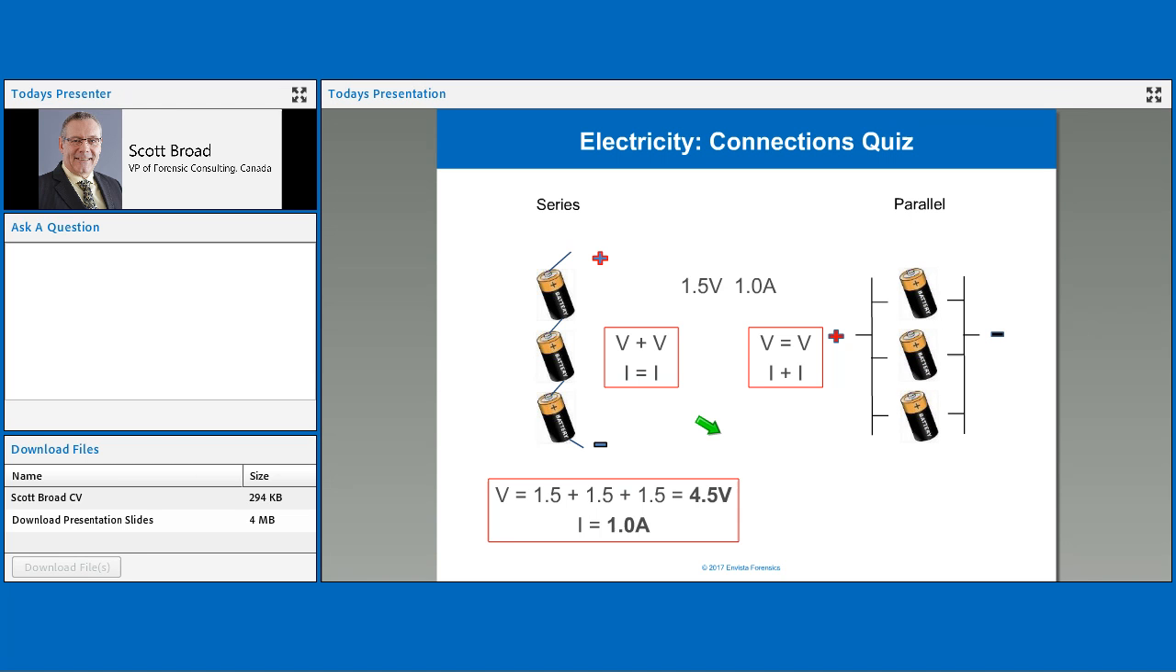In a parallel connection, we know that voltage doesn't change, but the amperage changes. So in this case, we see 1.5 volts because we connect all the positives together, and we see 1 plus 1 plus 1, so we have 3 here. So 1.5 volts and 3 amps. This is the difference between a series connection, and I always like to say series equals sum. So you sum 1.5, 1.5, 1.5, and you get 4.5.